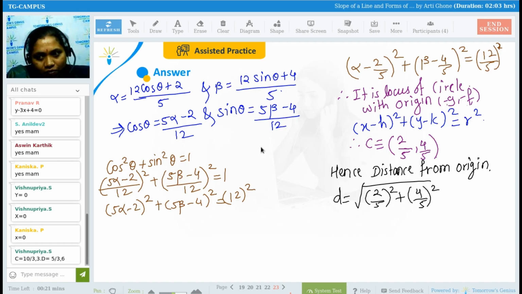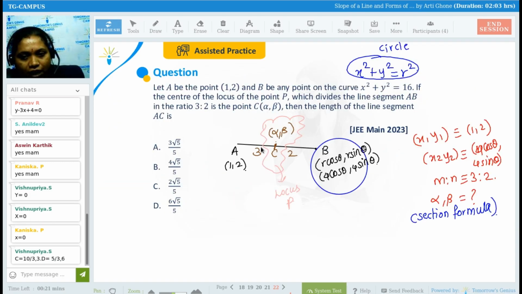So just negative of these values will be center. So 2 by 5 and 4 by 5 will be your center. And hence distance from origin is (2 by 5) whole square plus (4 by 5) whole square. And now if you solve, you will get the answer. Okay. Now we need a distance only. This is the final calculations. Find the length of line segment AC. Okay. So by distance formula, just tell me the calculations now.